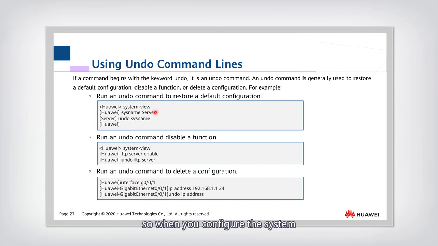Also, you can use the undo command. When you configure the system but you don't need the configuration any longer, you can use undo to undo the previous command. You can use undo to restore the default configuration, or to disable a function. If you just enabled a function and then undo it, you disable it. Or you can use it to delete a configuration. Here you have configured this interface IP address, and then if you undo, the IP address is released.